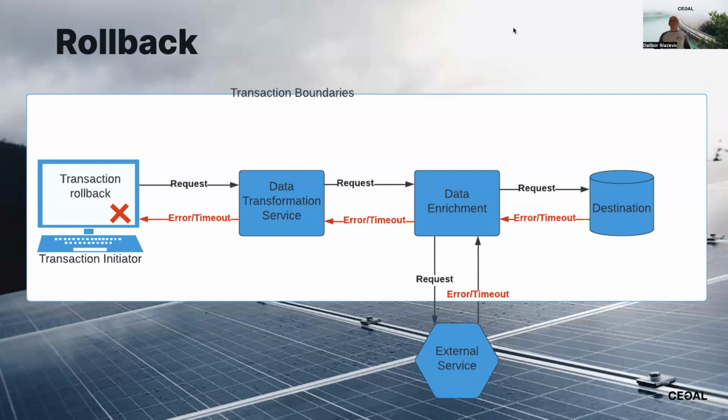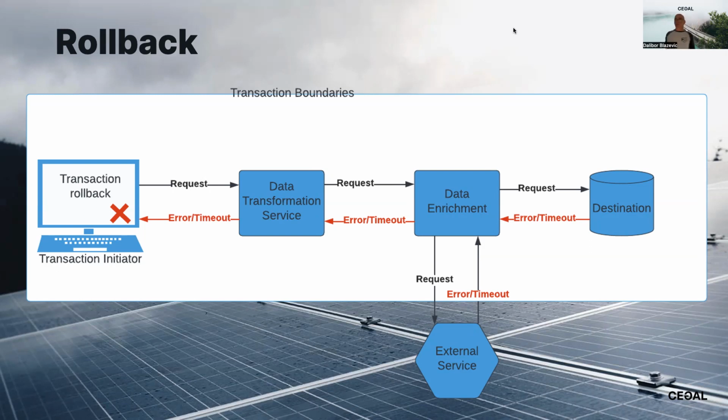So what can potentially go wrong here? Well, every one of these services can produce an error or a timeout. And in this case, a transaction initiator will initiate a rollback process. That's fairly easy with these services because none of them has saved data in a local store. Usually they keep them just in memory. Only the destination has to be rolled back.